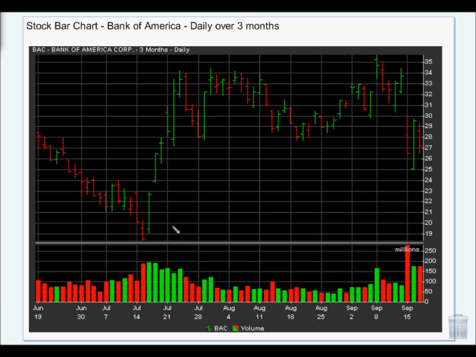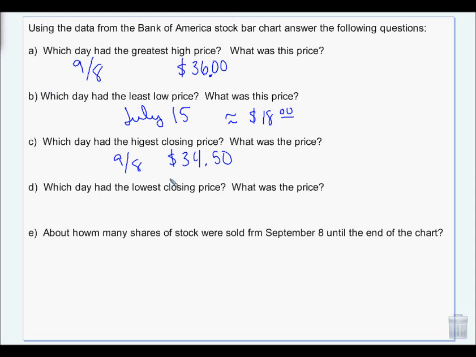And then the lowest closing price right here, which is our July 15th again. And I'm gonna guess that that was probably about 18 and a quarter, because it looks about a fourth of the way between the 18 and the 19.